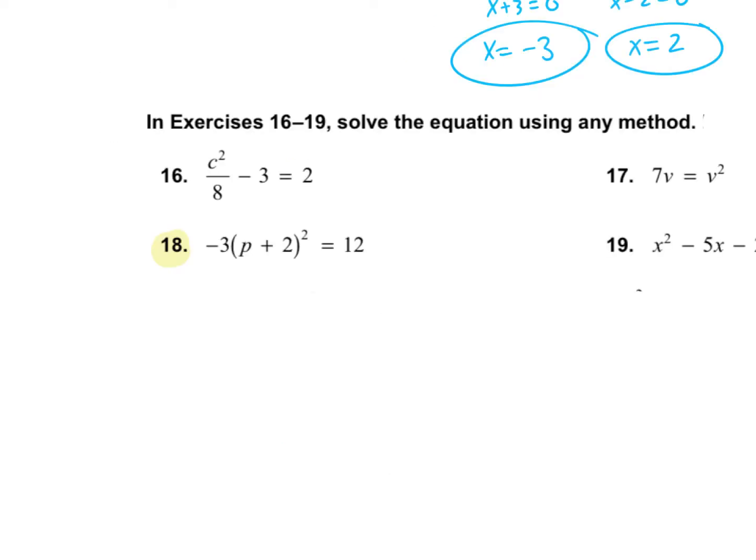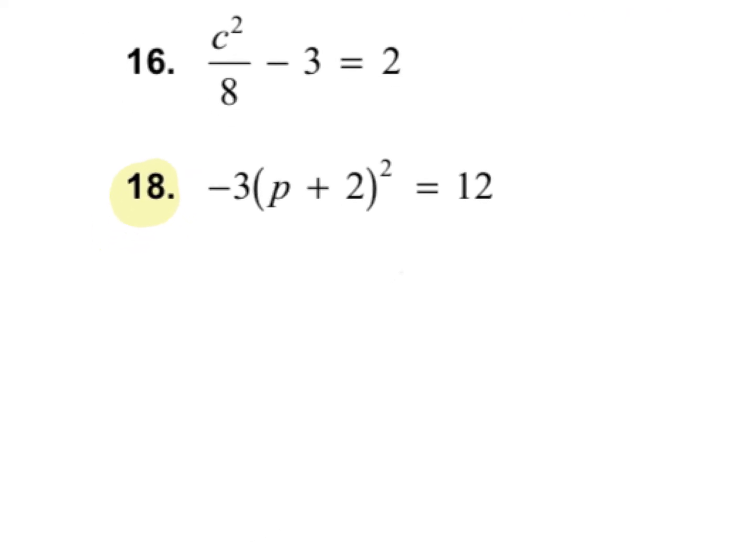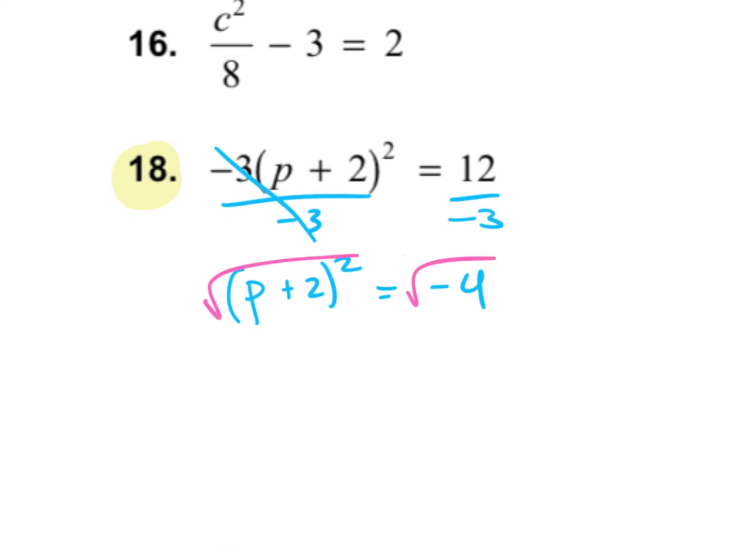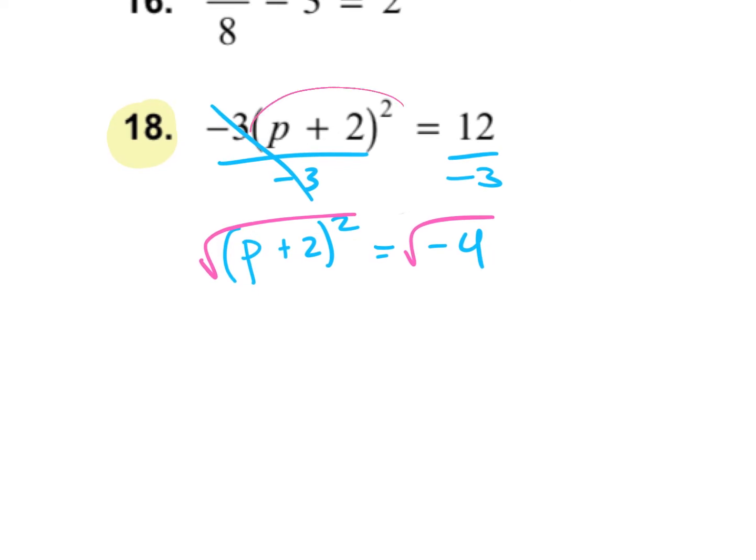So 18 says solve the equation using any method. Which method would we want to use to solve this? We want to divide negative 3 first. Move that to the other side. So then I have p plus 2 squared is equal to negative 4. Then we square root it. Perfect. Wait, how do you know? Because whenever you have a parenthesis squared, you want to get that all by itself and then just square root it to get rid of it. So we square root it, so it'll cancel.